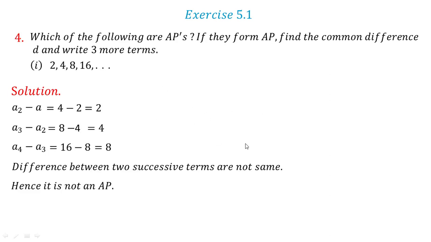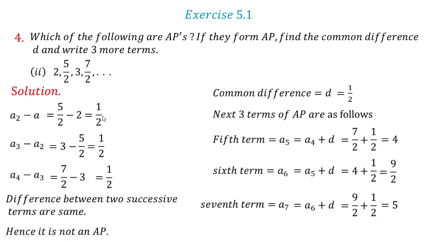Okay, fourth: which of the following are AP? If they form AP, find the common difference and write 3 more terms. So you have to write 3 more terms. Now to check whether it is AP or not, you find the common difference, A2 minus A1, A3 minus A2, and you get the answer like 2, 4, 8, and so on. Now the difference between 2 successive terms is not the same, so you will say that it is not an AP. So no need to find the next term.